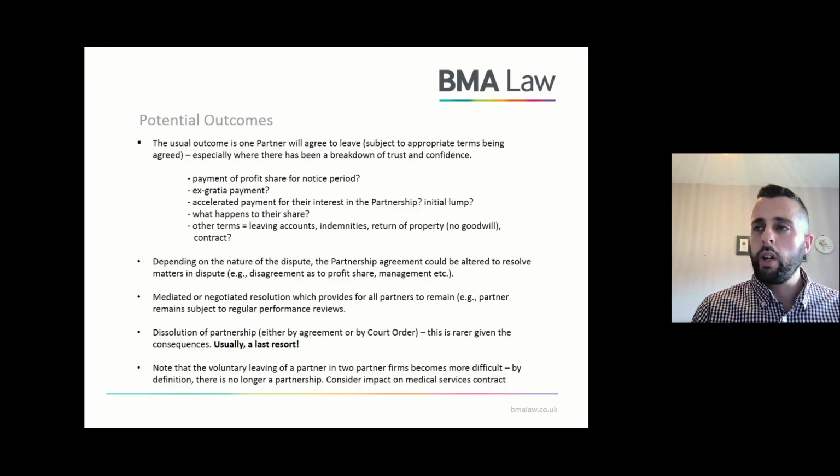One of the most draconian of orders that can be sought is a dissolution of the partnership. The Partnership Act allows a party to apply to the court for an order dissolving the partnership if there has, for example, been a breach of the terms agreed between the partners. If there's evidently been a breach of obligations by one partner, it's open to the other partners to apply for that. Now, I've not seen one of those orders being made in practice, and they are relatively rare.